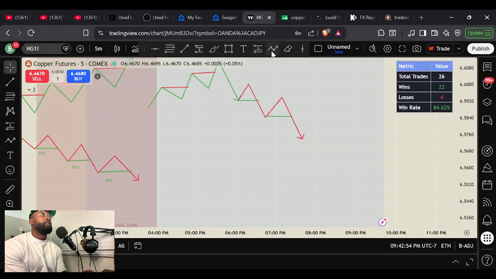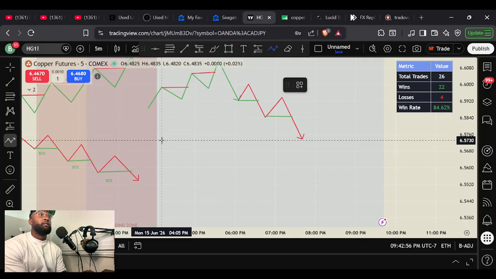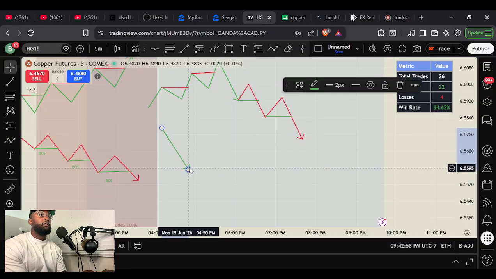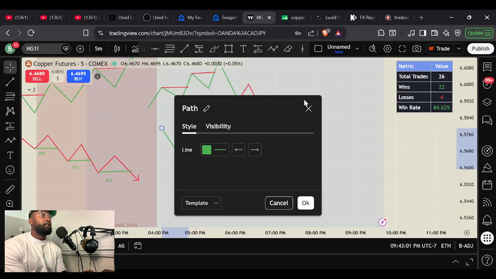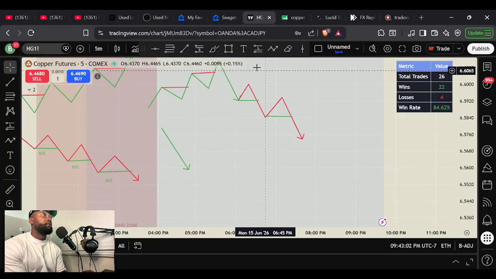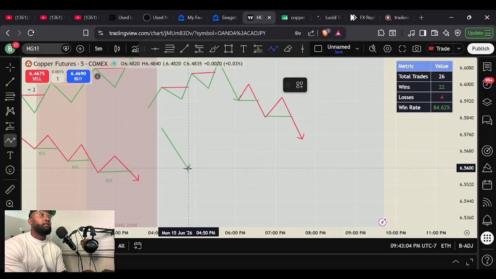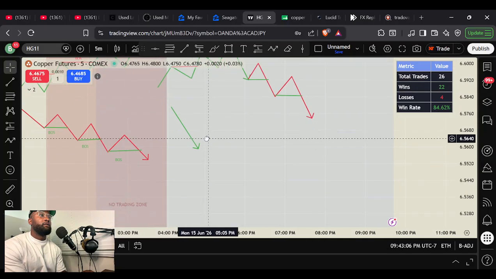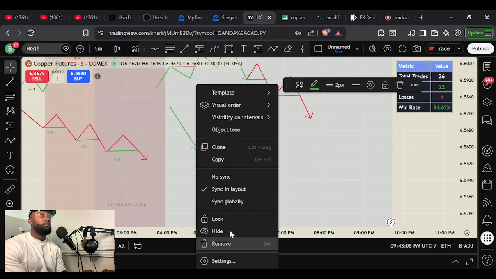Let me do that if it lets me. See, I don't know why it's not connecting. It's being so dumb right now. What in the world, yo?